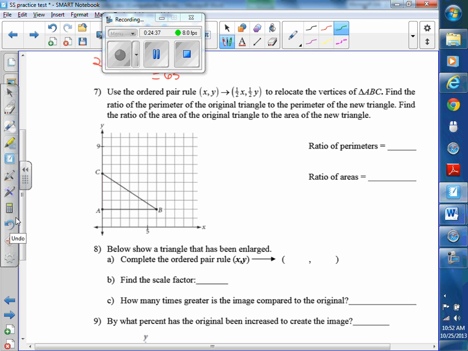Okay. Use the ordered pair. So this is to relocate the vertices. So we're looking at half of each value. And then we'll start with that.